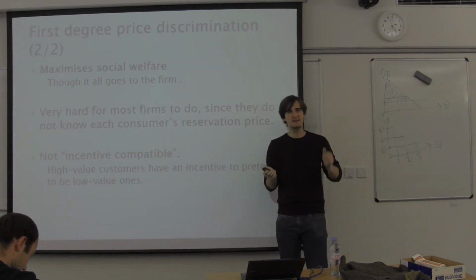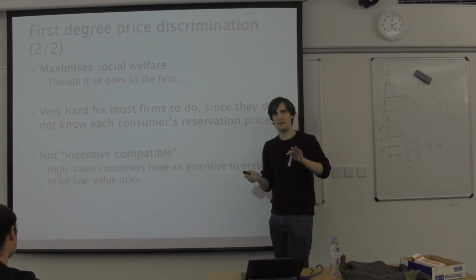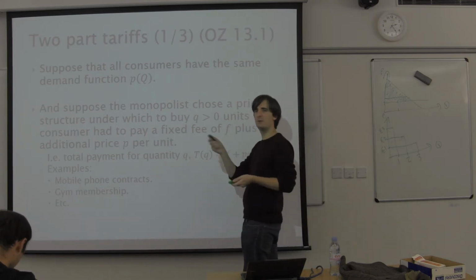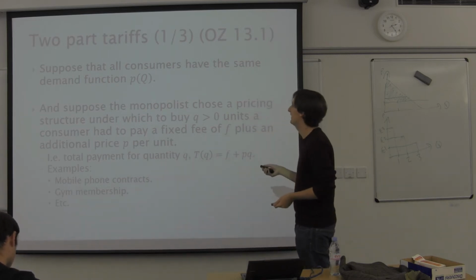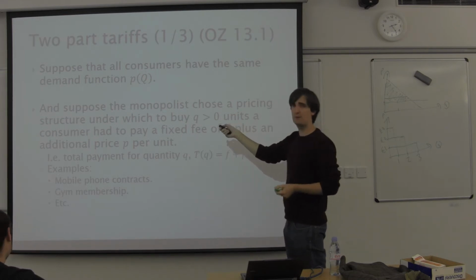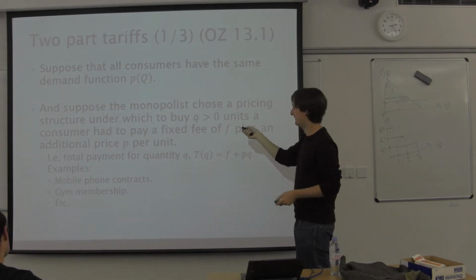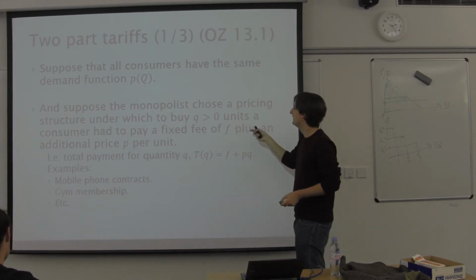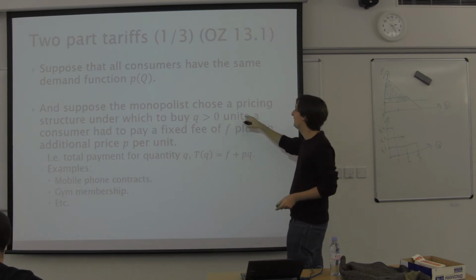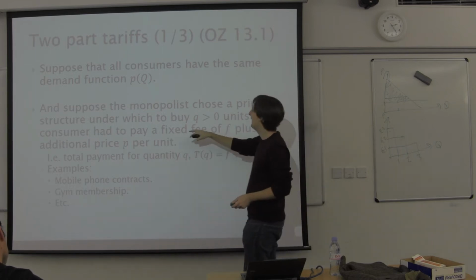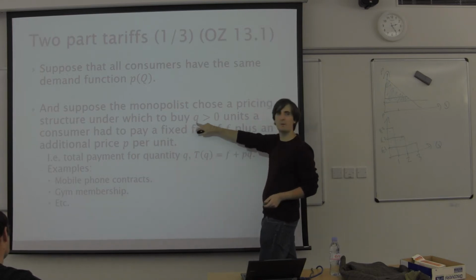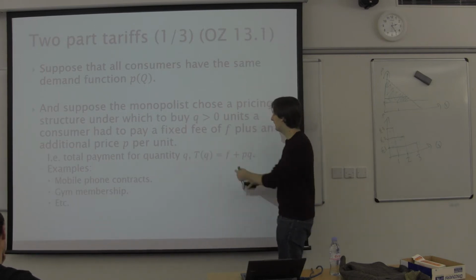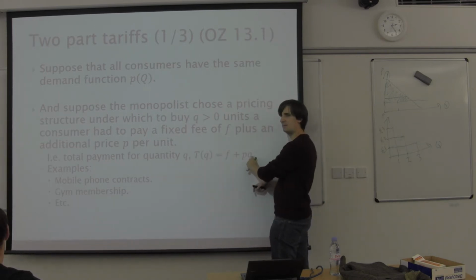Okay, so we're now going to take a slight break from price discrimination and look at these things called two-part tariffs. And they're going to relate to price discrimination, and we'll get to how they relate in a few slides. So we're going to suppose for a while that all the consumers are the same. They all have the same inverse demand function P of Q. And the monopolist is choosing a pricing structure under which, if the consumer wants to buy Q units, they have to pay a total payment of F plus P times Q.